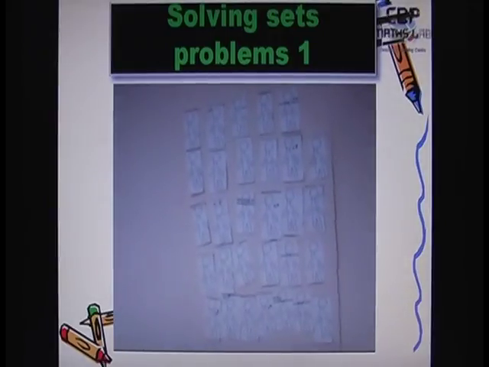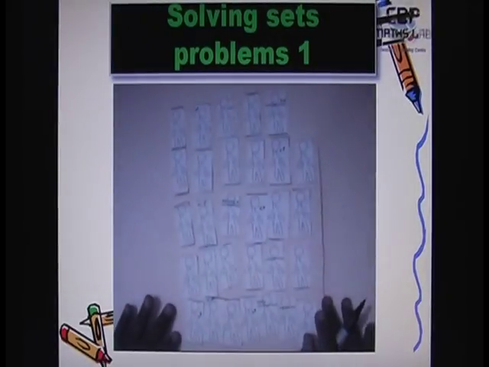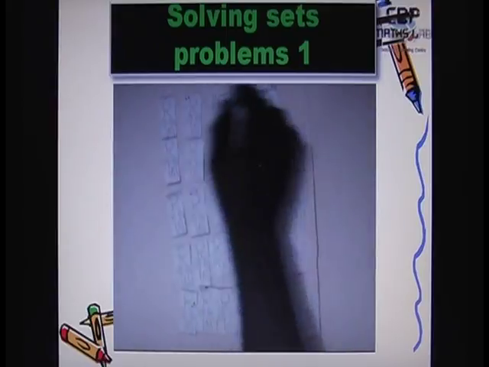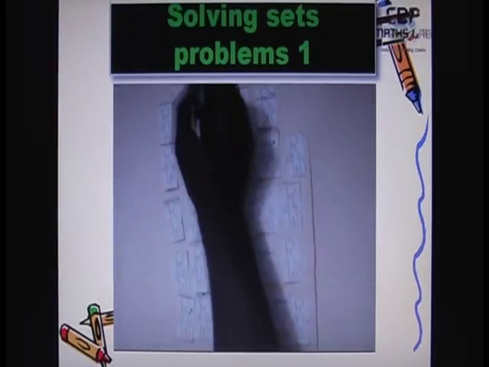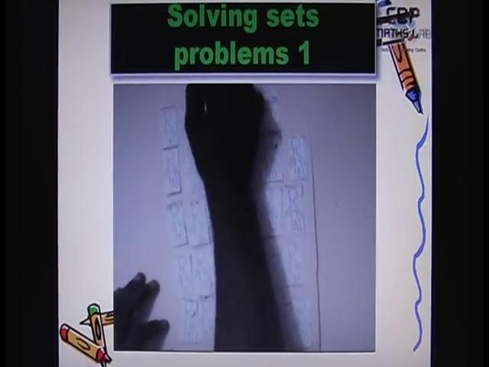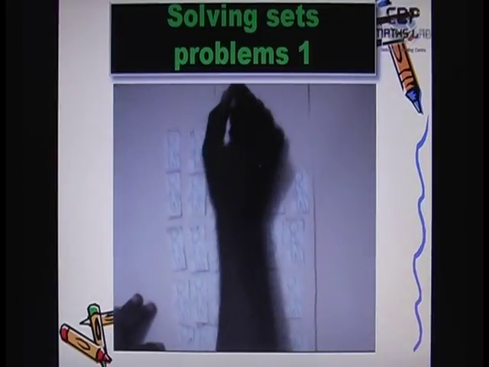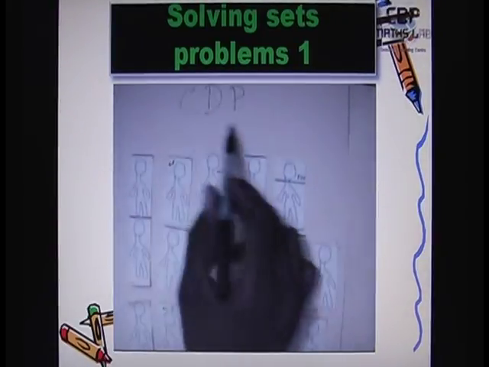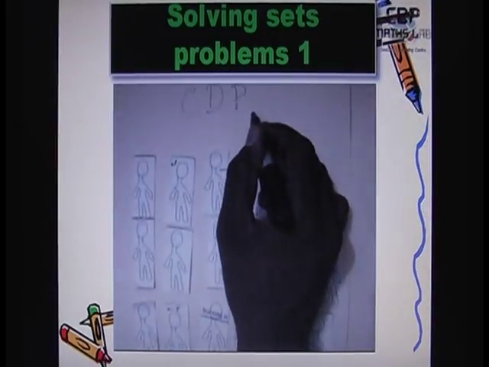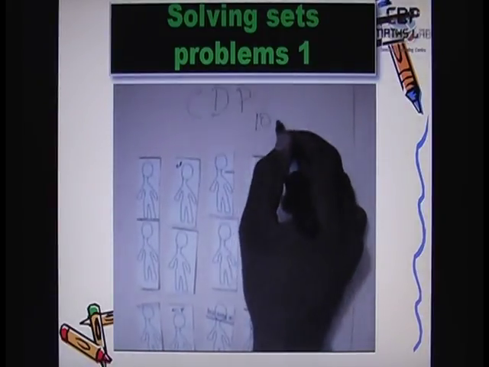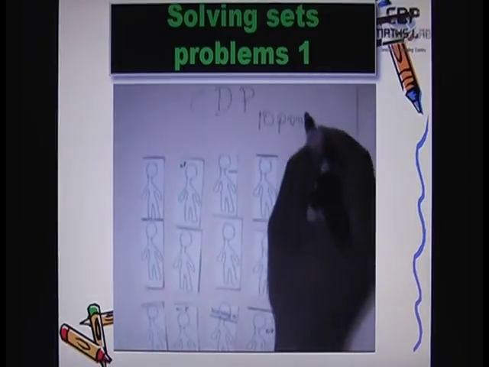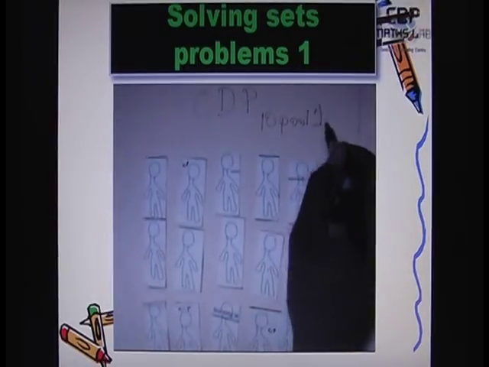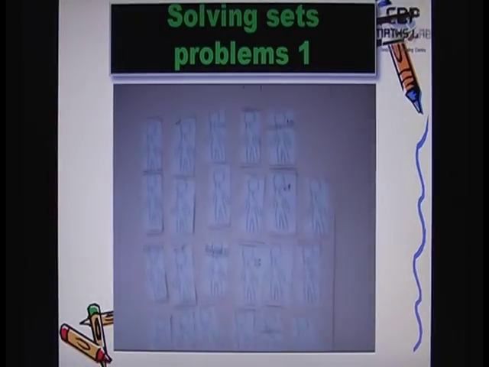Now on your board that you are using, you could write the name of a class. So let's say the school is CDP. Good. CDP. And let's say this is, let's call it, 10 pool 1. 10 pool students, grade 10 students.